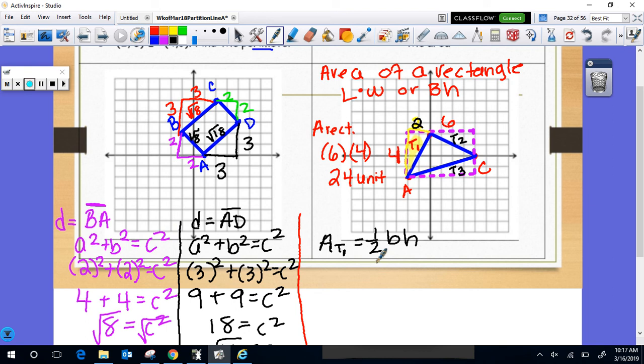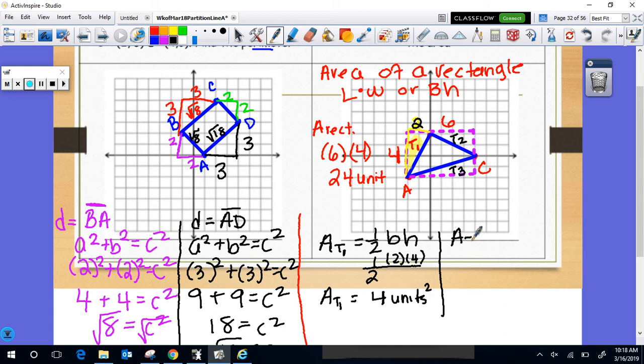So I'm going to say 1/2 times 2 times 4. And I get 4 times 2 times 1 is 8. Divided by 2 is 4. So the area of triangle 1 is 4. So this takes up 4, and that's units squared. And you can write units squared because area is a square unit.